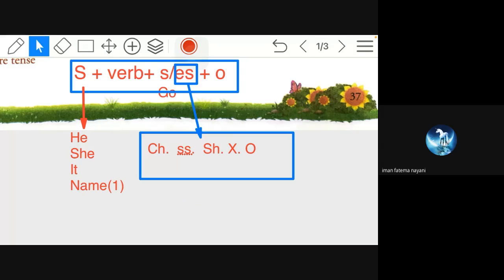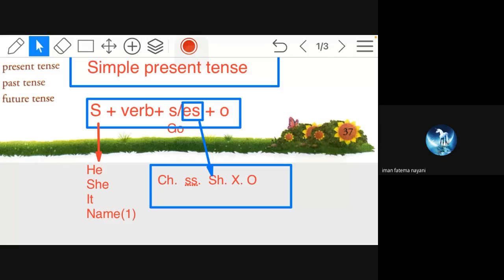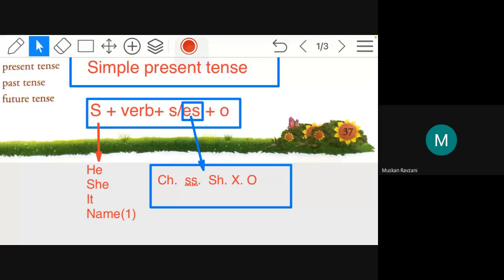Okay, thank you. Welcome. So write this down quickly, girls. See everything. The cursor should be as it is. Wherever I have put the arrow, you have to put it at that point only. If you remember this, you will easily solve simple present tense in any condition.